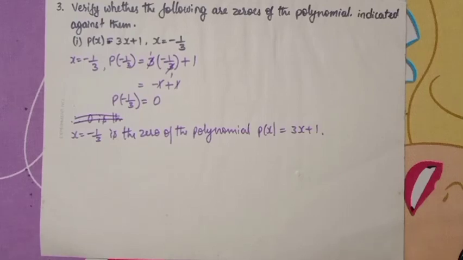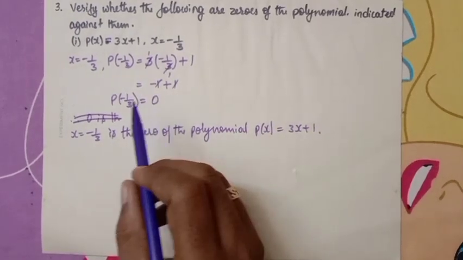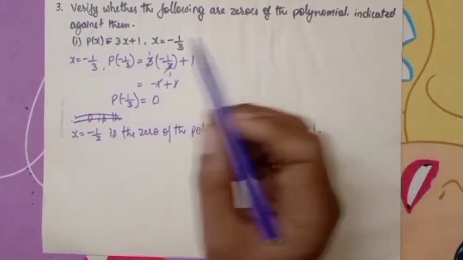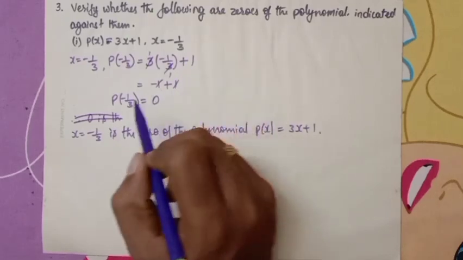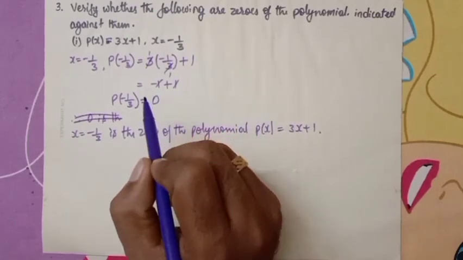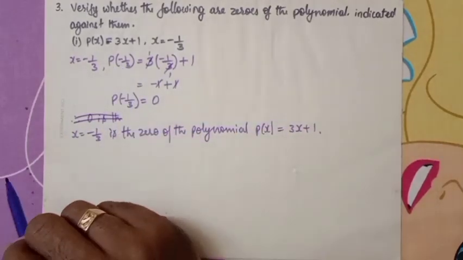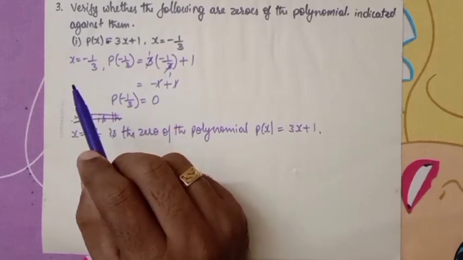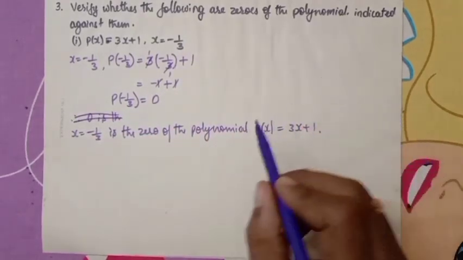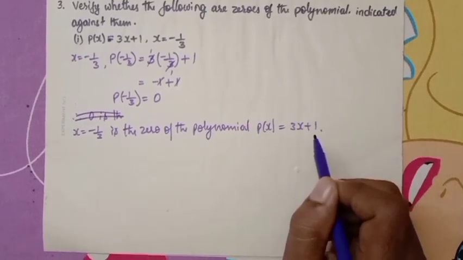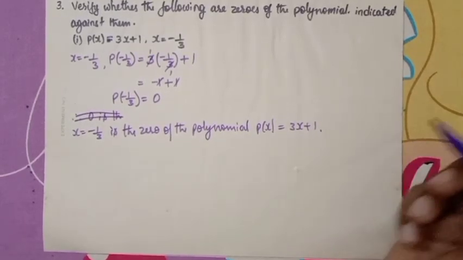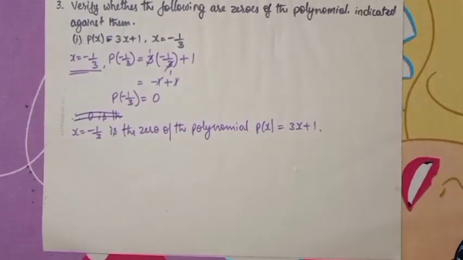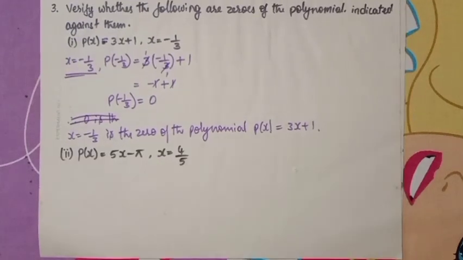This we can say that the value of the variable which makes the polynomial equal to 0 is called the 0 of the polynomial. That means the value of the variable which makes the polynomial vanish, that is, which makes the polynomial equal to 0, is called the 0 of the polynomial.